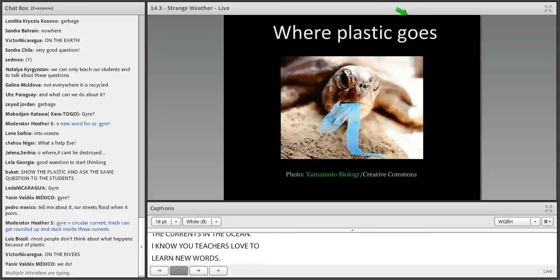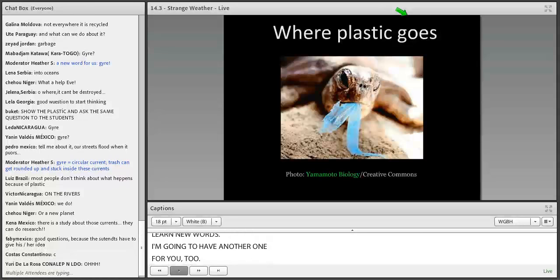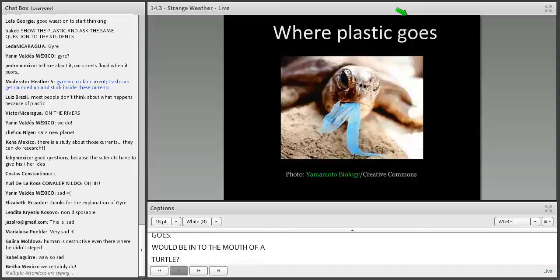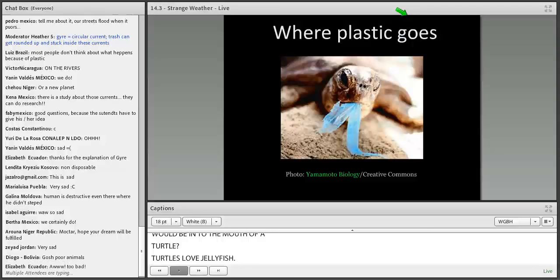So when your students thought about it, did they ever think that the answer to the question, where plastic goes, would be into the mouth of a turtle? Well, turtles love jellyfish, also called Medusa in many languages. This turtle thinks he's eating a jellyfish. He's actually eating a piece of a plastic bag.